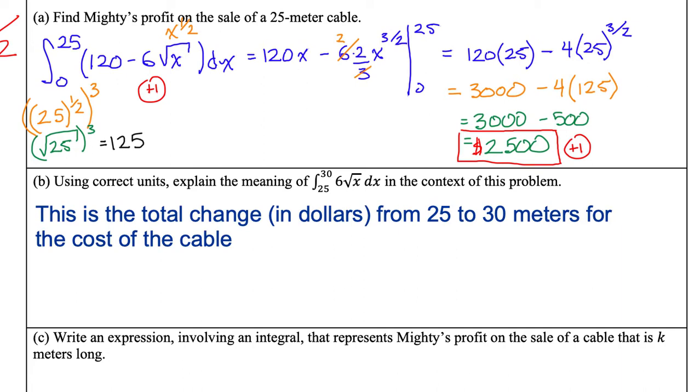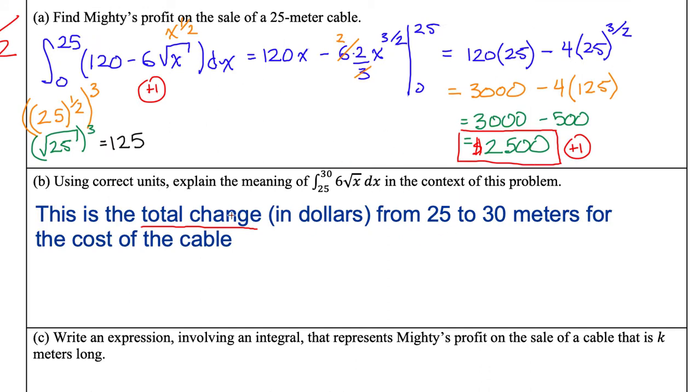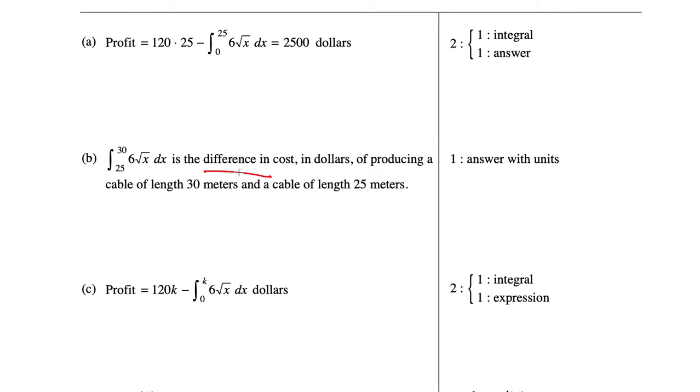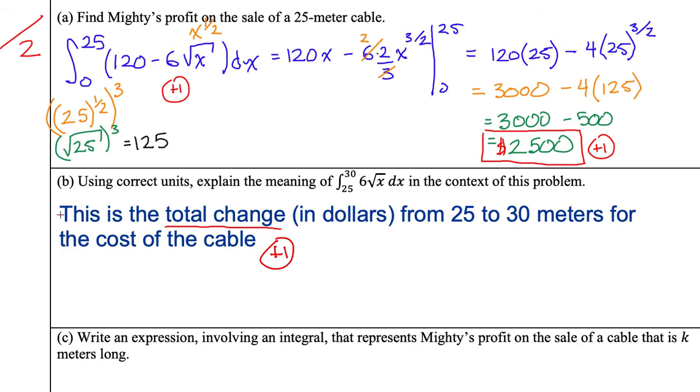So the key words that you're looking for whenever you have an integral, and this is from the sheet too, right? Total change, and then make sure that you have all of the correct units as well. So how do we score this one? It is a difference in costs of producing cable of length 30 meters and a cable of length 25 meters. This is still an okay way of explaining it. You'll get full points for this. It uses the word difference instead of total change. It's the same word, change and difference. From 30 to 25 meters, and then they said in dollars, so we said in dollars as well. We get all of our units correct. We said total change, you get yourself +1. That's just out of 1 point.